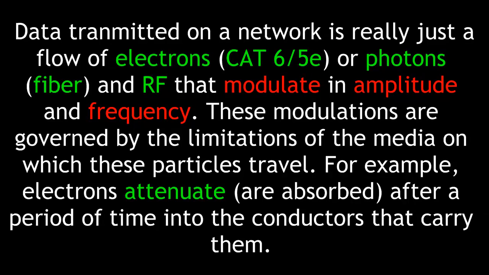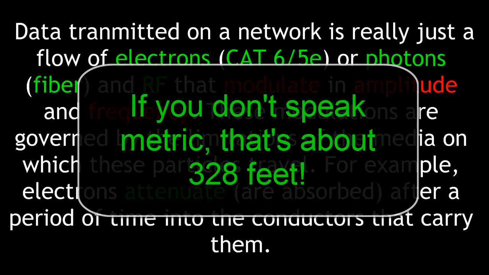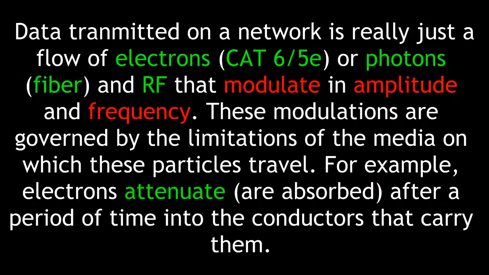Data transmitted on a network is really just a flow of electrons, such as Category 6 or 5E through copper wire, or photons through fiber, and RF if it's wireless. These modulate in amplitude and frequency. These modulations are governed by the limitations of the media on which these particles travel. For example, electrons attenuate, that is, they are absorbed after a period of time into the conductors that carry them. If it were, say, Category 6 or 5E and those electrons were traveling on copper wire, there's a range limitation of about 100 meters, and after that they tend to attenuate or be absorbed into the medium, and you have to amplify the signal and resend it.